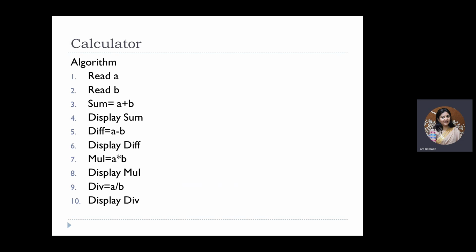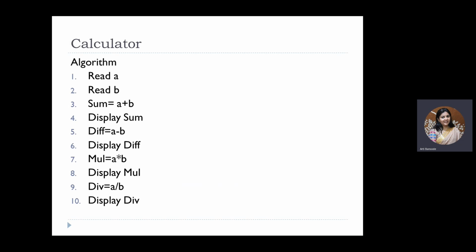So you can see I have written it as read A, read B. So step number 1 is read A, step number 2 is read B, step number 3 is calculating the sum of A and B. So I have declared a variable called sum, which is sum equals A plus B. Next step is to display the sum.